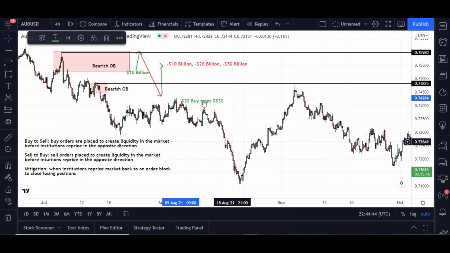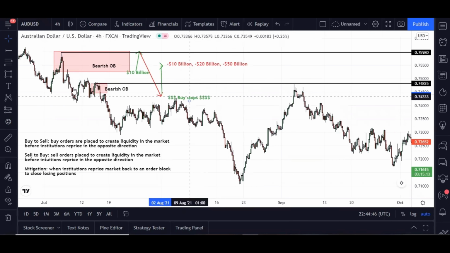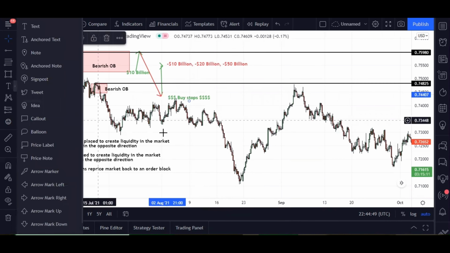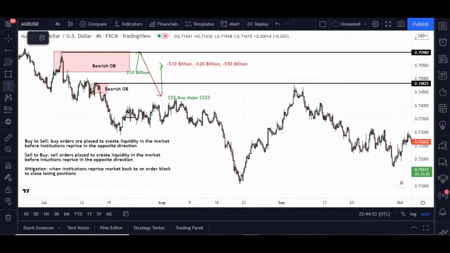All right, we have buy stops and liquidity above here. We have buy side liquidity above here. And then below here, because it's a range, they will see this as support. We have sell side liquidity here, or sell stops.